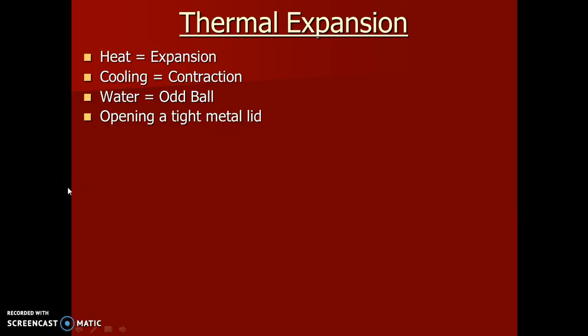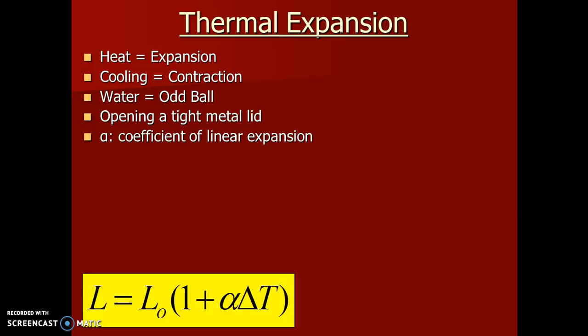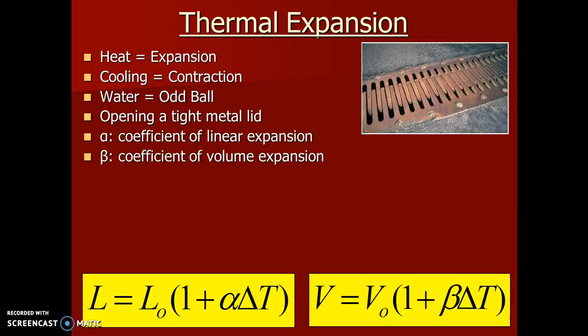An example is the opening of a tight metal lid. A lot of times, if you go to open a pickle jar and you can't get the top off, one way you can try to loosen the lid is to run it under hot water. By doing that, the metal expands and allows the lid to loosen away from the glass. There's a way that we can quantify this rate of expansion, and that is using this equation.